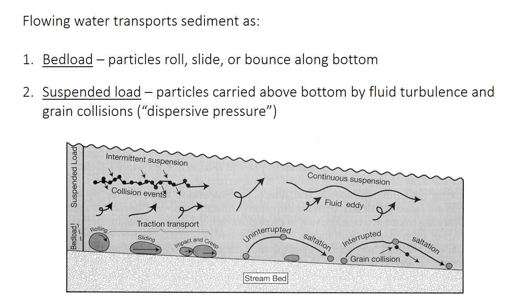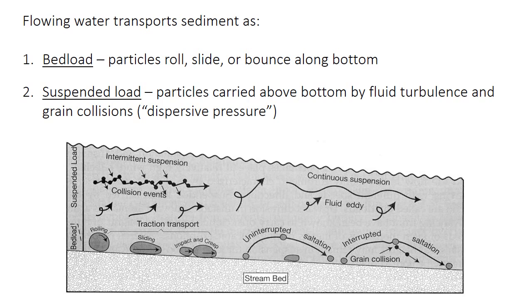Moving fluid, we're considering water here, but this could equally apply to air, transport sediments with two main types of motion. The sediment can move along the riverbed by sliding or rolling or bouncing in a process called bed load transport. The rolling and sliding motions are traction, and the bouncing is technically called saltation.